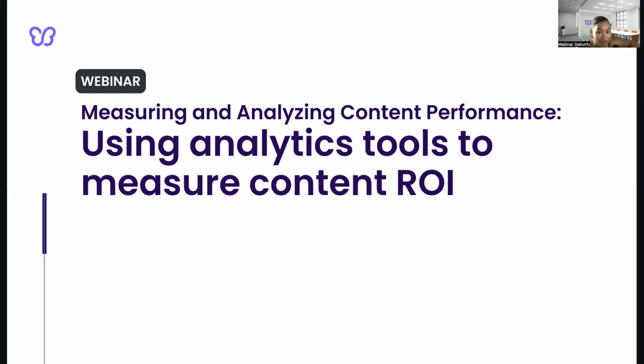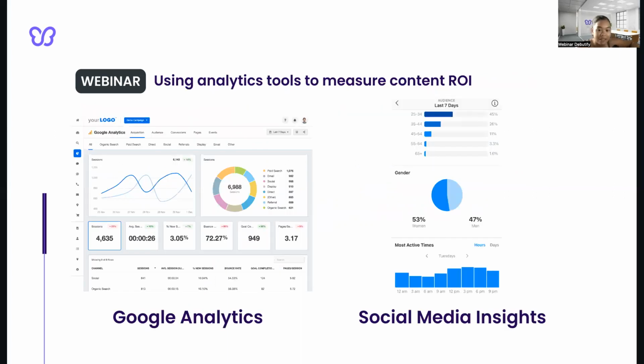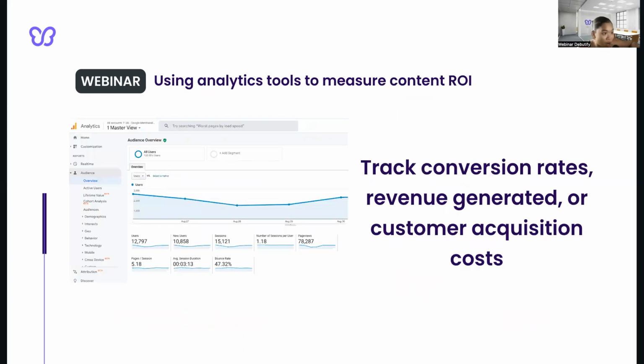Another way to measure is to use analytics tools to measure content ROI. So here you can try to use Google Analytics or Instagram social media insights to check out which one works best, and to measure your ROI on your content marketing efforts. You can also track conversion rates, revenue generated, or customer acquisition costs attributed to specific content pieces. This data helps you understand the impact of your content strategy on the bottom line.